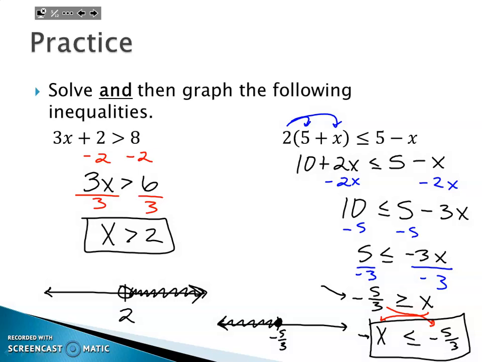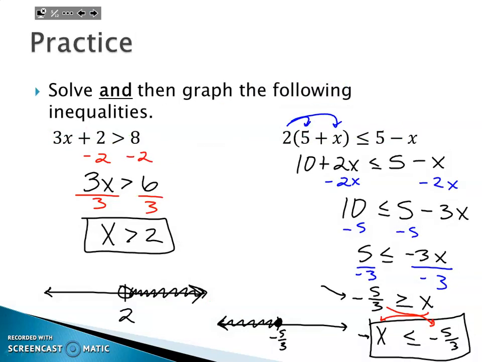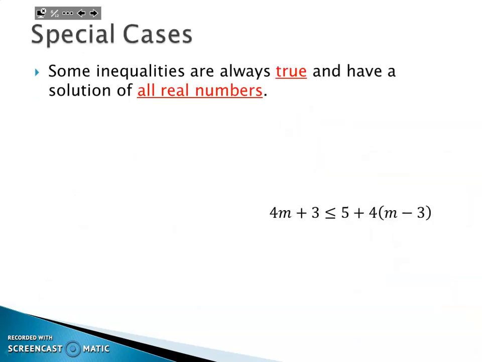Okay? So hopefully you guys felt okay with those. You could have totally, at this step here, added x, and then your x would have been on the right side instead of subtracting 2x. There are a lot of different ways you can get to that answer, but we still should have the same answer in the end. Okay? All right, now there are two special cases on these.